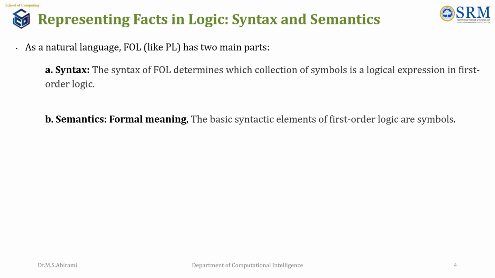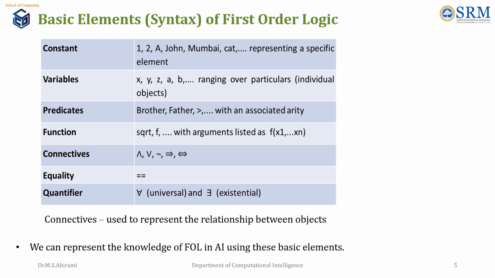As a natural language, FOL has two main parts, that is syntax and semantics. Syntax: the syntax of FOL determines which collection of symbols is a logical expression in first order logic. Semantics: representing formal meaning. The basic syntactic elements of first order logic are symbols. The basic elements of first order logic are constants, variables, predicates, functions, connectives, equality, and quantifiers.